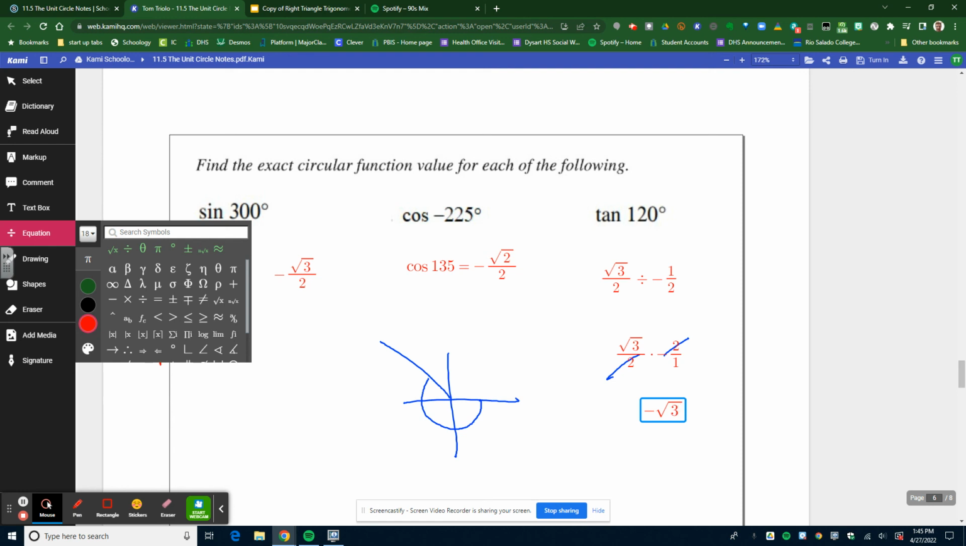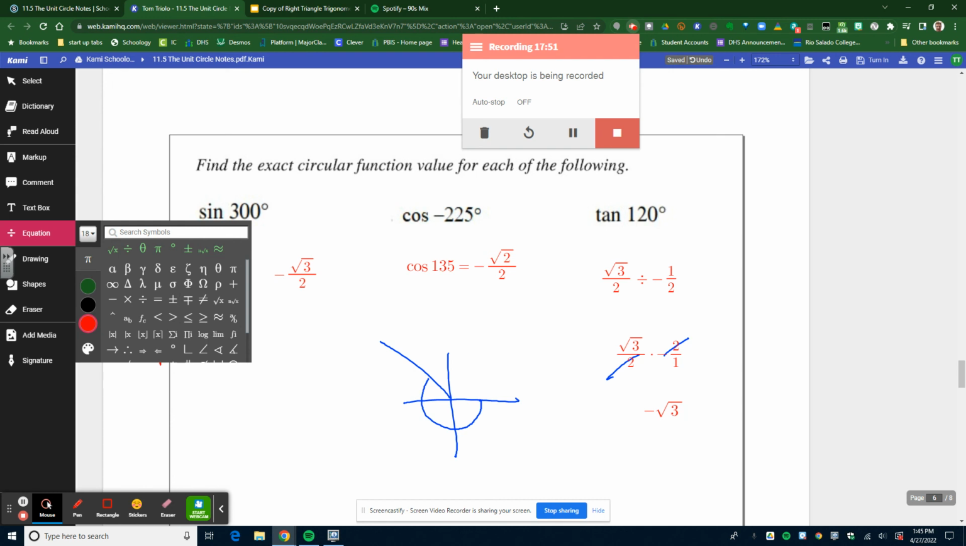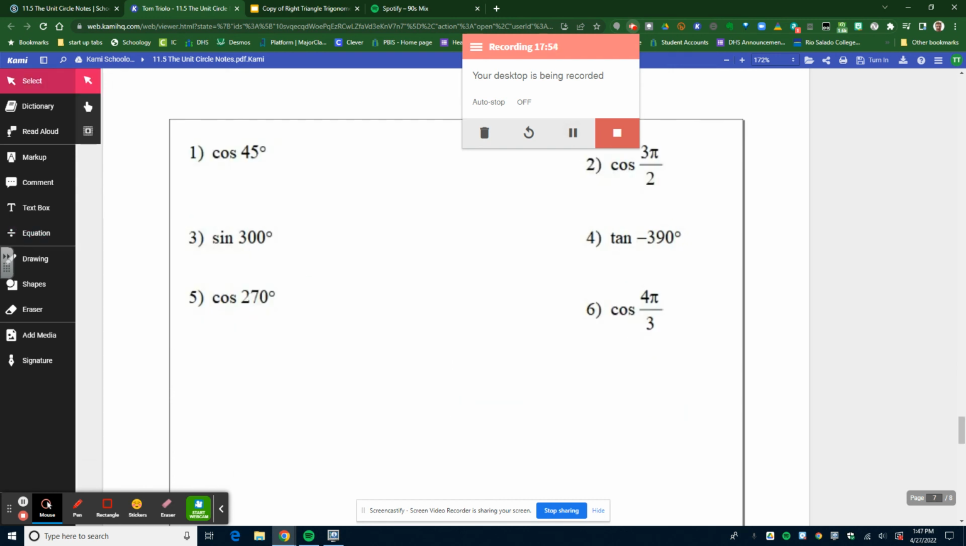Okay. Take a few more moments. Do the next page. Okay, 45. How about it, Bree? What do you got? Root 2 over 2. Okay.